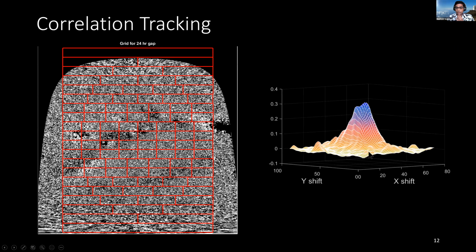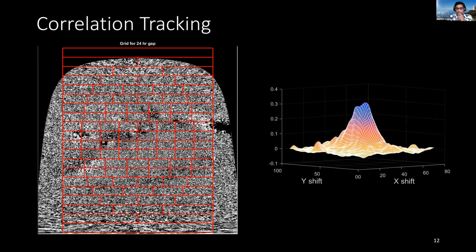So on the right is what a typical correlation coefficient looks like as a function of the shift in the horizontal direction and the vertical direction. What we're essentially trying to do is find where this correlation coefficient peaks, to find out the most probable velocity at which a particular block has moved.